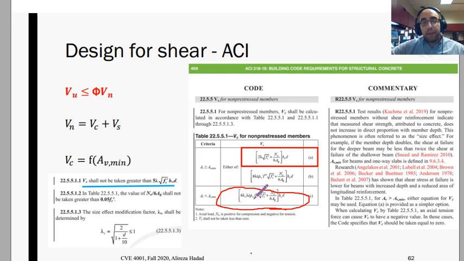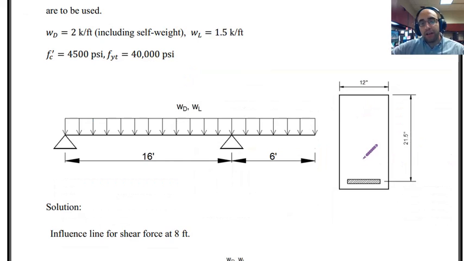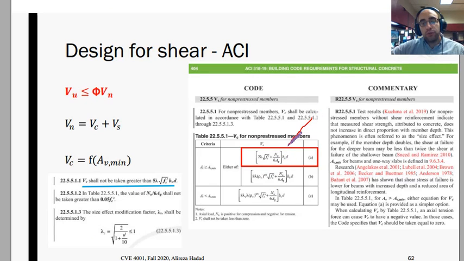But the thing that is important in this equation are the parameters, one of them being rho W, the amount of flexural reinforcement that we have in the section. That is one parameter that we need to use in this equation to find the shear strength. In the problem that we have over here, you can see there is no information about AS, the area of flexural reinforcement. All I have is the geometry of the cross-section and properties of the material. So based on these equations, the only equation that I can use based on the information available in the problem is this equation.